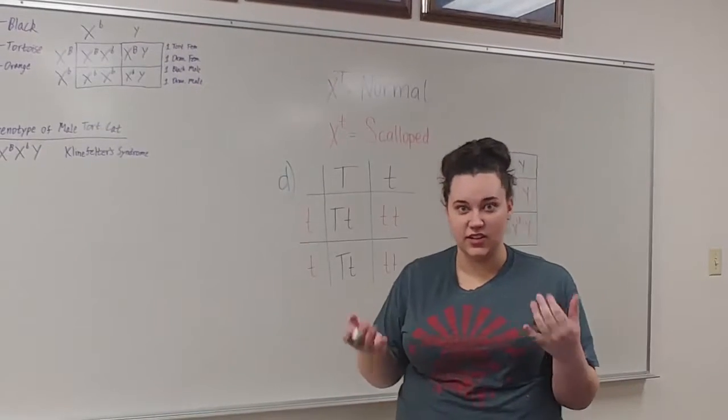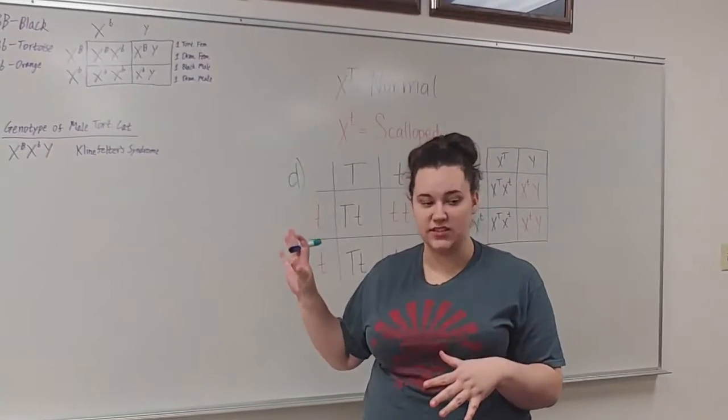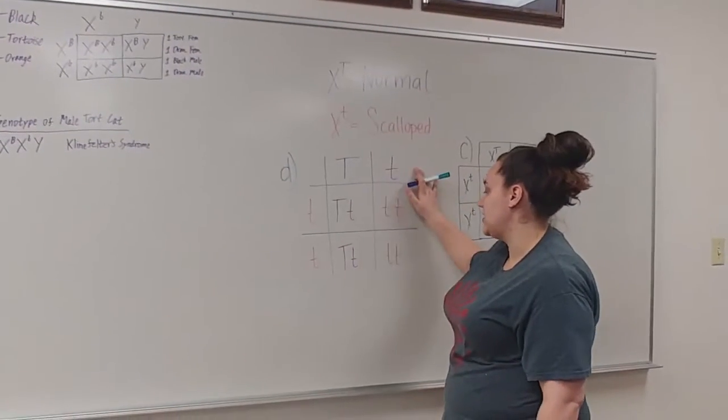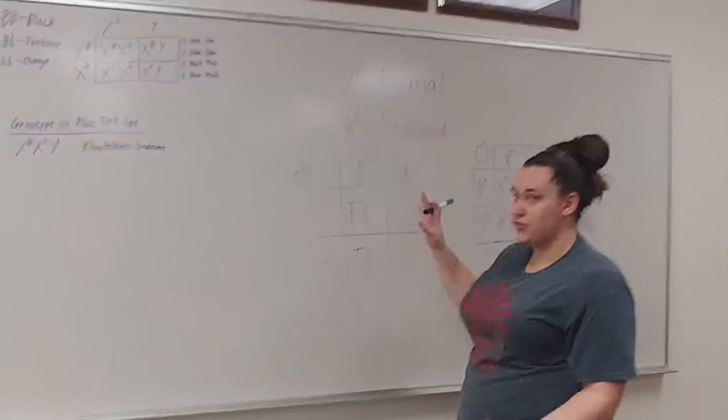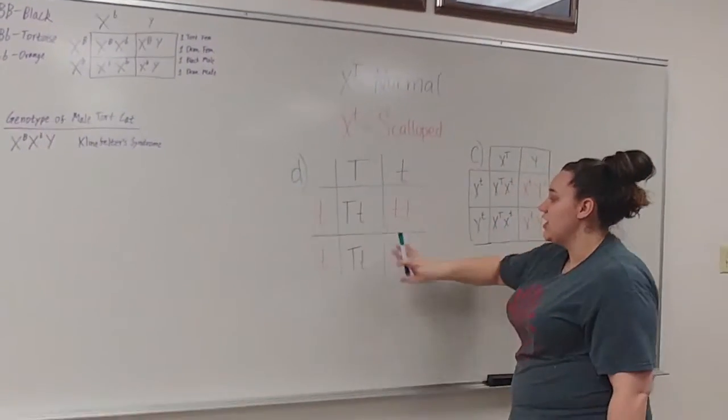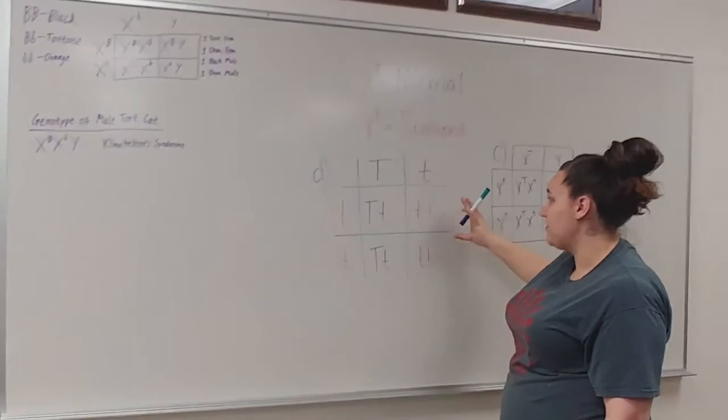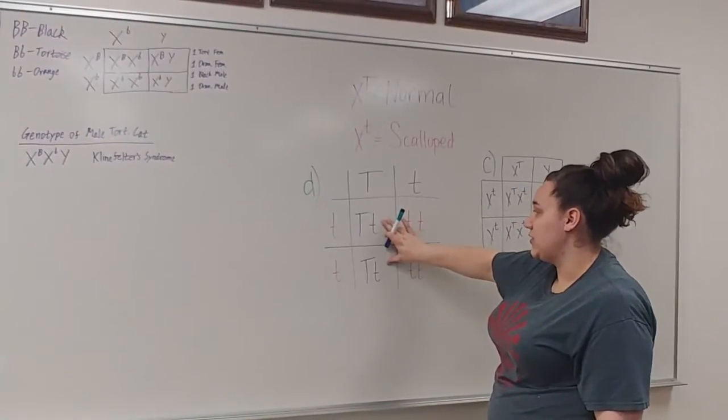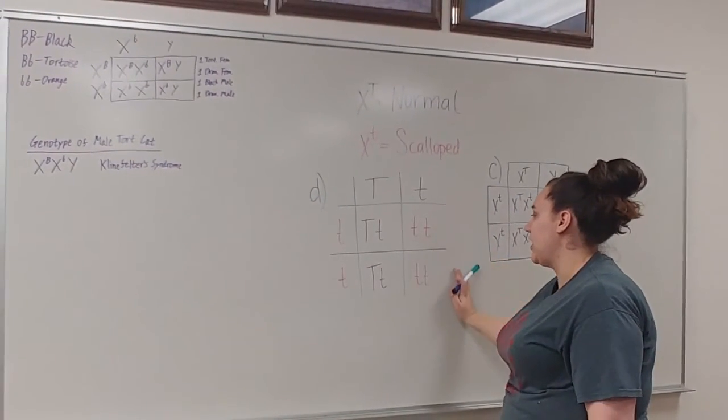So without the X chromosomes, because autosomal means that it's not sex-linked, it's actually just going to be capital T and T, and then lowercase t. So with reciprocal cross, we're still going to have these on there. So again, you're going to have 2 that are carriers, and then 2 that have scallops.